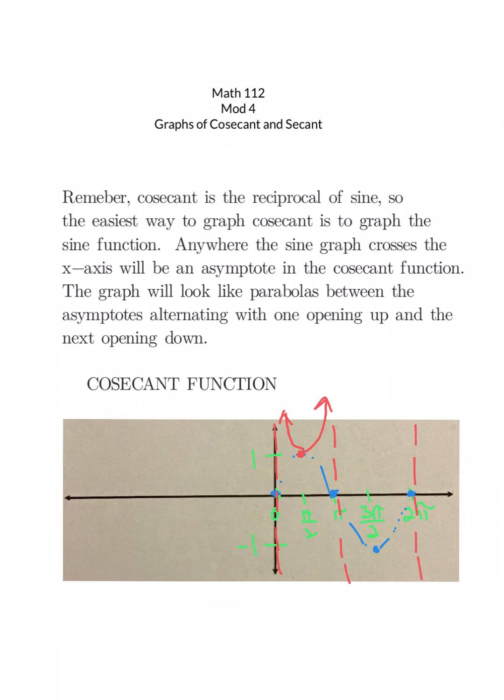At the 3 pi over 2, we are going to start at the -1 and then open downward and stay between the asymptotes. So those red parabolic looking figures are the graph of the cosecant function. Just like all the others, this could go on forever and ever to the right and to the left. This is one period of the cosecant function. So the period length of the cosecant is 2 pi.